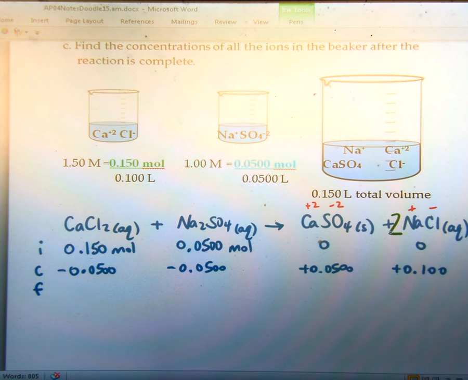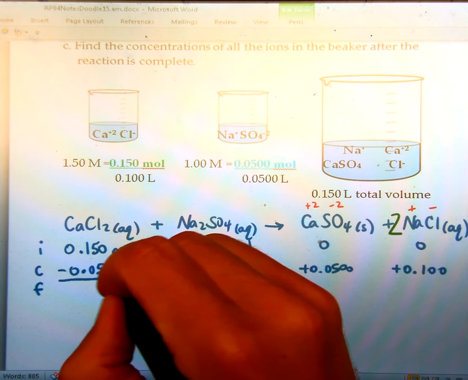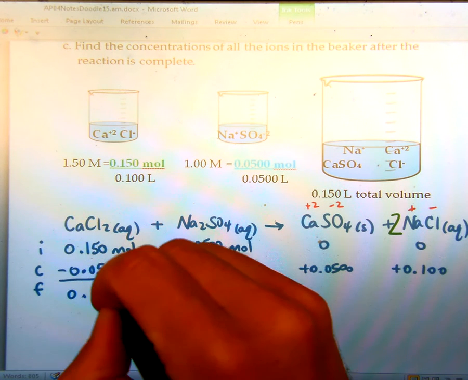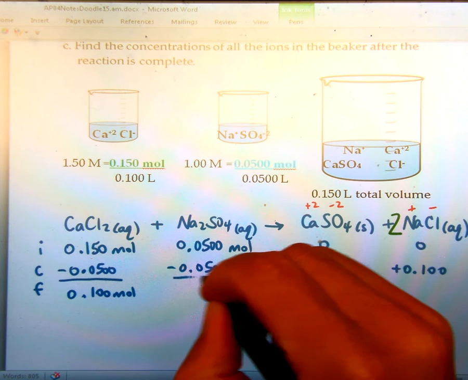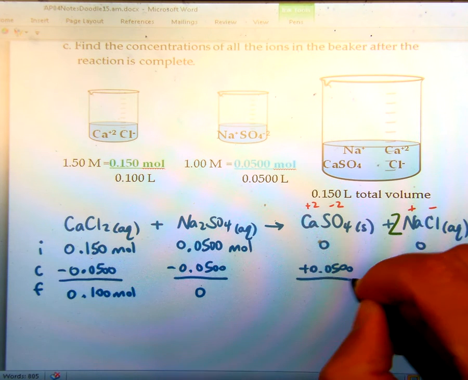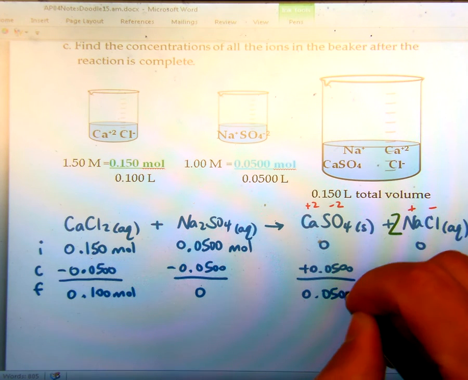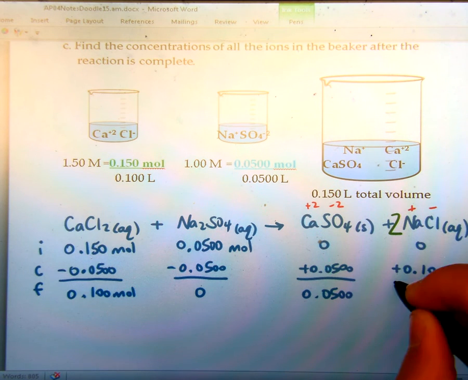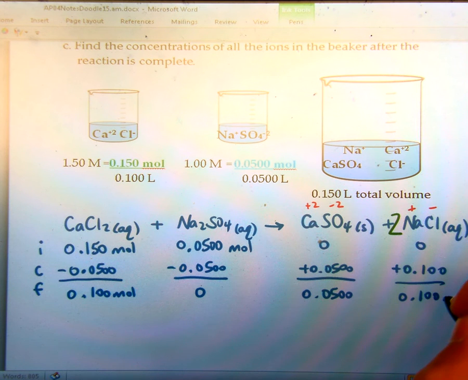So now when we're all done, we're going to be left with a little bit of calcium chloride, 0.100 moles, no sodium sulfate. We will have 0.0500 of the calcium sulfate and 0.100 moles of the sodium chloride.